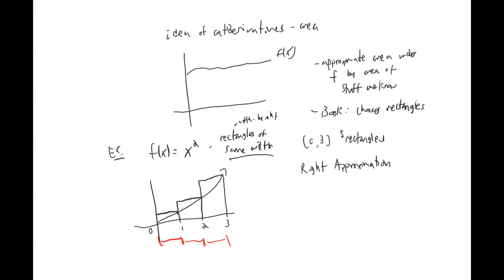This first rectangle has width 1 and height 1 squared, because it's f of 1. The second one has width 1, again they're all the same width, and then 2 squared. The third one has width 1 and the height is 3 squared. So it's 1 times 1 squared plus 1 times 2 squared plus 1 times 3 squared, which is 9 plus 5, 14.